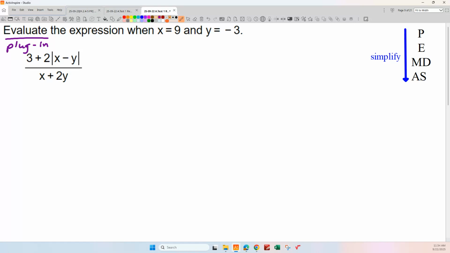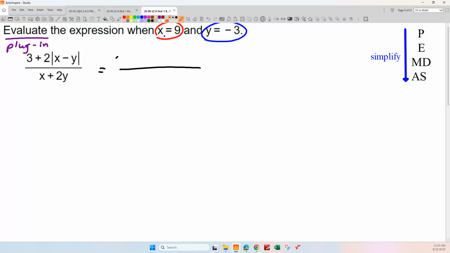And this is an evaluated expression ends up always being a plug and chug problem. You're going to plug in values and then you're going to chug through some algebra to simplify it every time, right? So first step though is plug in values. So every place where I have an x, I'm going to substitute a 9. Every place where I have a y, I'm going to substitute a -3.